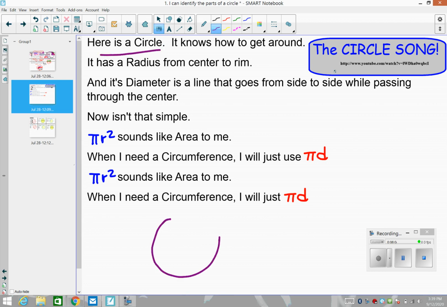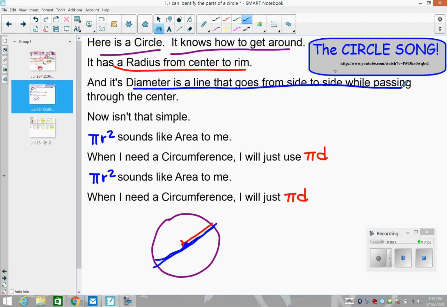It knows how to get around. It has a radius from center to the rim. And its diameter is a line that goes from side to side while passing through the center. Now, isn't that simple?